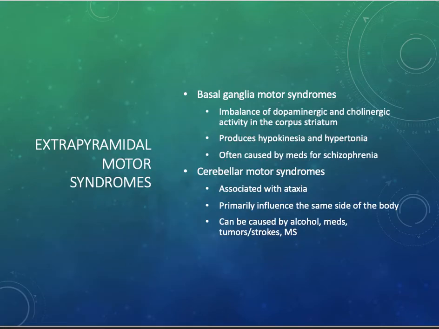Extrapyramidal motor syndromes. So these are syndromes that are outside of the pyramidal system. Okay, so two examples here. First off, your basal ganglia motor syndromes. This is typical of Parkinson's disease, where you have an imbalance of dopamine and acetylcholine. A lot of times here we're talking about not enough dopamine in our brains, and that's what we have a problem with in Parkinson's disease.